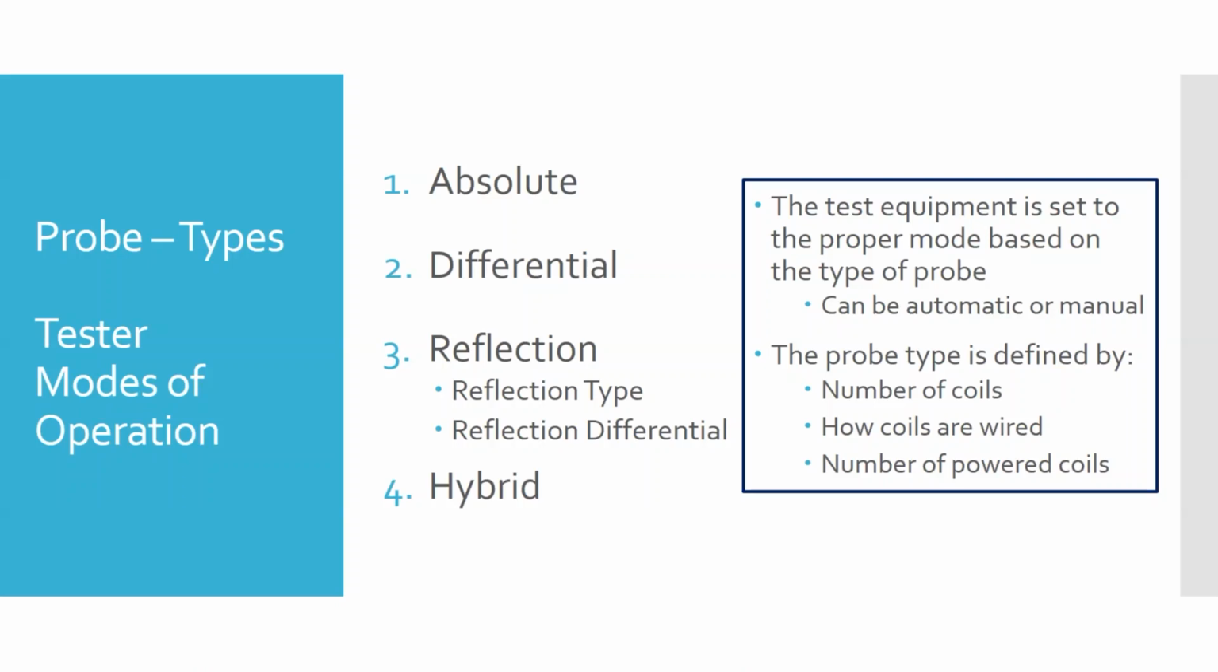Differential, they're both a driver and a pickup. We're running that field generating current through both coils, and then we're picking up that signal from both coils. And we're comparing that change in inductive reactance between the 2 coils.